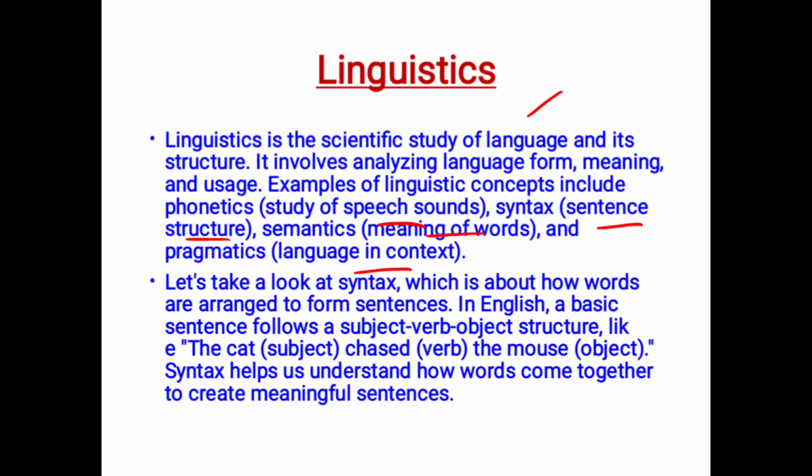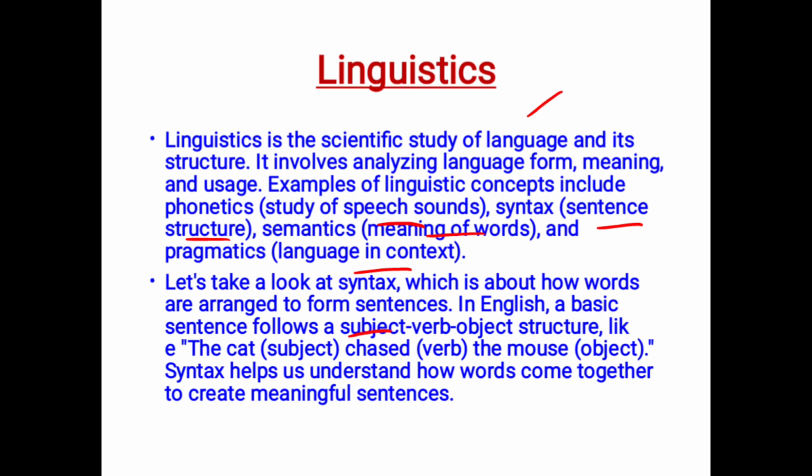So let's take a look at syntax, which is about how words are arranged to form sentences. It means if we talk about syntax, what is syntax? Syntax is all about how words are arranged to form sentences. In English, a basic sentence follows subject, verb, object. If we talk about the structure of English, how the words are arranged, we put the subject at the start, then the verb, then the object.